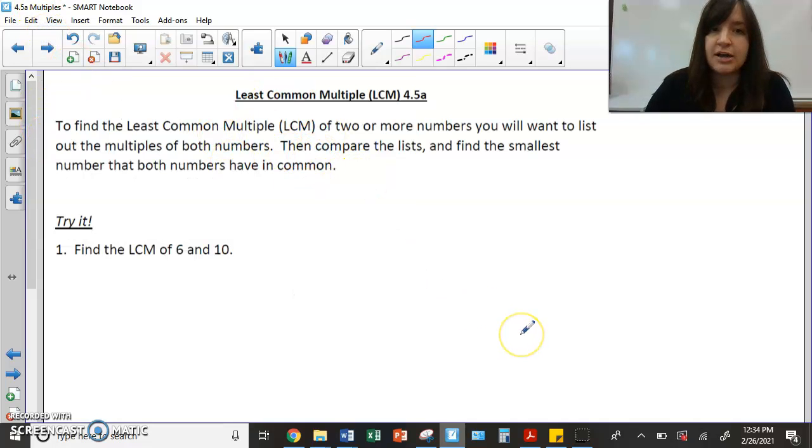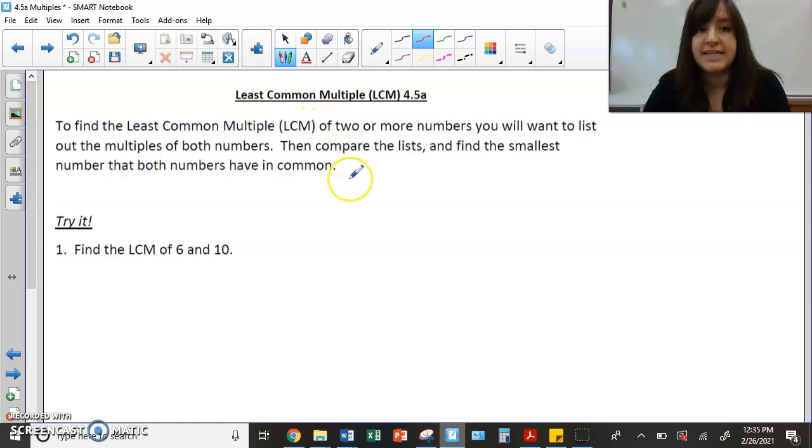So let's talk about finding our least common multiple. To find the least common multiple, you'll see the initials for that are LCM. When you're finding your LCM of 2 or more numbers, you will want to list out the multiples of both numbers. Then we're going to compare the lists, and we're going to find the smallest number that both lists have in common.